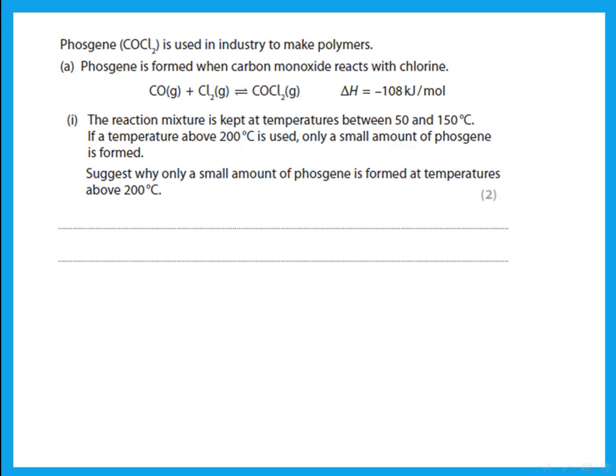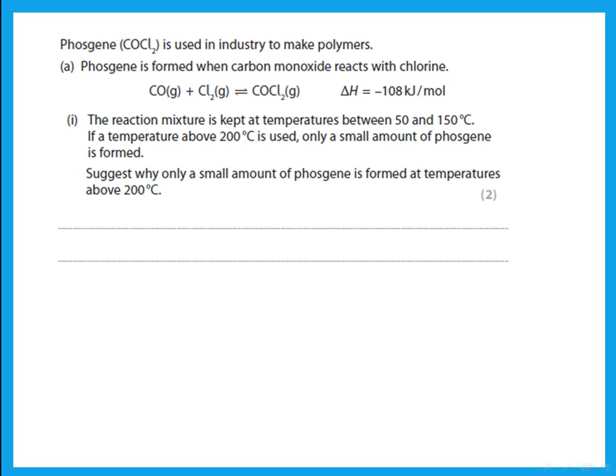Okay? This other question says phosgene is used in industry to make polymers. He says phosgene is formed when carbon monoxide reacts with chlorine, and he gives me the equation. The reaction mixture is kept at temperatures between 50 and 150. If a temperature above 200 degrees Celsius is used, only a small amount of phosgene is formed. So, explain why only a small amount of phosgene is formed at very high temperatures.